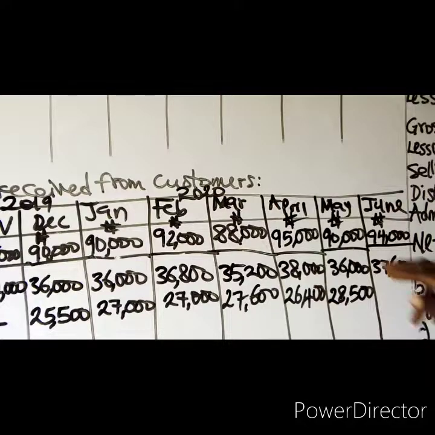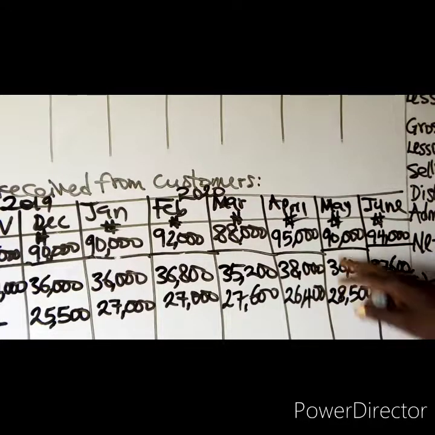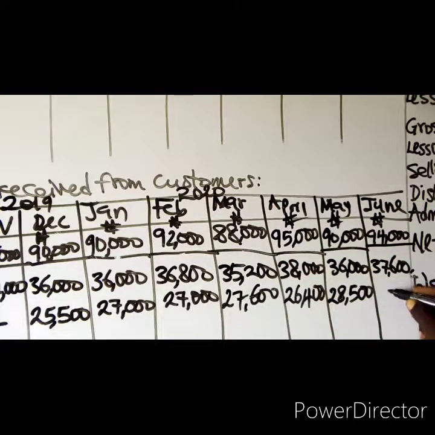For May sales, the sales that was made in the month of May is 90,000. 30% of 90,000 is 27,000, and that will be received the month that follows, which is June. That will be 27,000, which will be received in the month of June. For June sales, the June sales is 94,000. 30% of 94,000 will be received the month that follows, which is July, and July 2020 is outside our budgeted period, so that will not be considered.